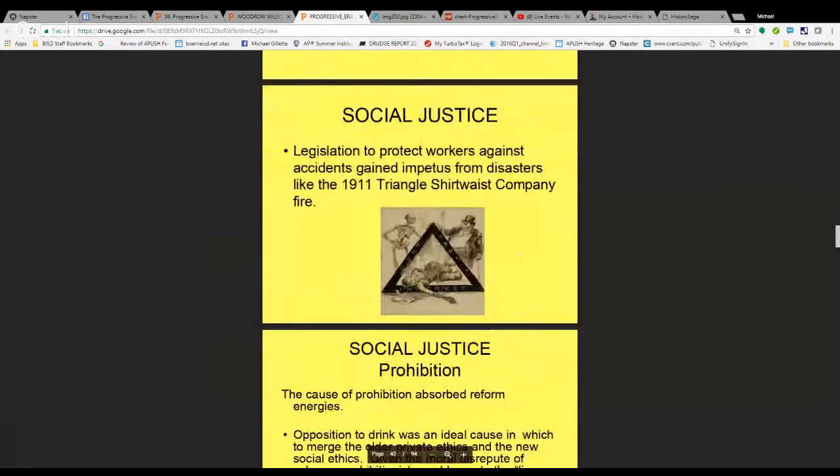So sometimes it takes tragedy in order to move people in the direction of social justice. And that event was the 1911 Triangle Shirtwaist Company fire, in which the workers were largely young teenage girls working in this garment factory. The factory caught fire, and the bosses had a practice of locking the doors from the outside, and so these girls had no place to escape.